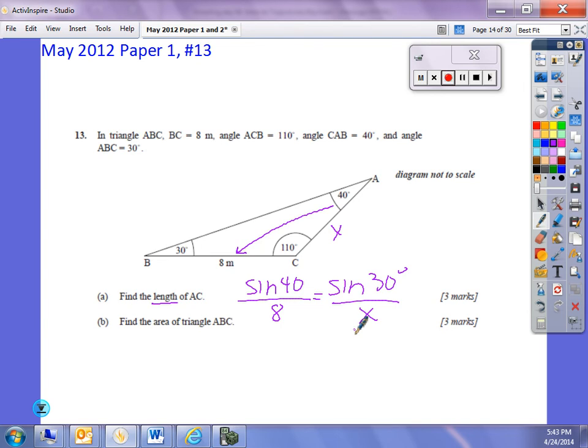So we're going to end up with x is equal to 8 times the sine of 30 divided by the sine of 40, which is equal to 6.22, and what's our units? Meters. Please put those units on there.